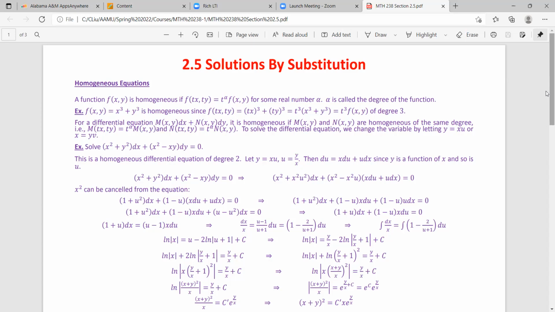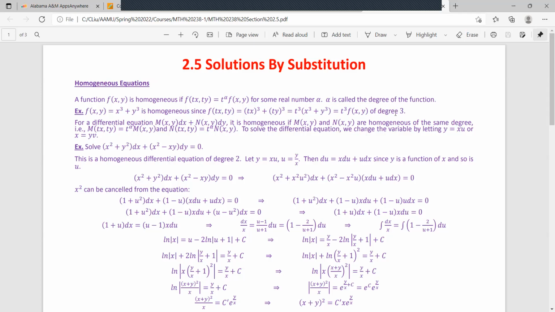It essentially means you have the same order powers of x and y. You only have those terms with x and y in this function. Okay. So that if you rescale x and y at the same time, it becomes some factor times the original function. All right. And this number alpha is a real number, and it's called the degree of the function.